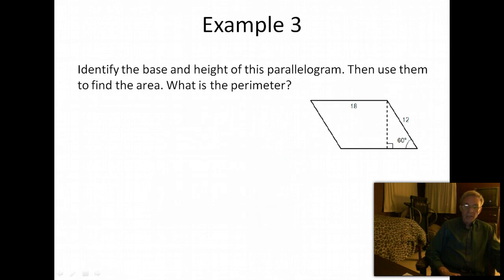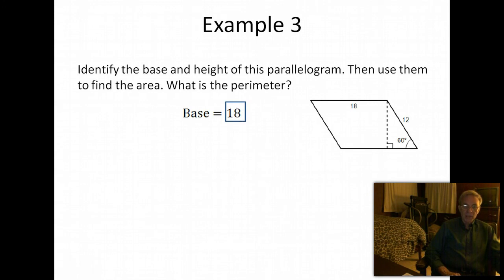Okay, so let's look at example 3. Once again, they have the same instructions. They want us to find the base and the height of the parallelogram and then to use those quantities to find the area. Then they want us to find the perimeter. Notice this time they didn't give us what the height is. All they gave us is this 12 that's the slanted side over here and the fact that that is a 60-degree angle. Since that is a 60-degree angle, what this tells us is that we're going to have to use a trig ratio to set up a proportion to find this. So let's take a look and see what we got.